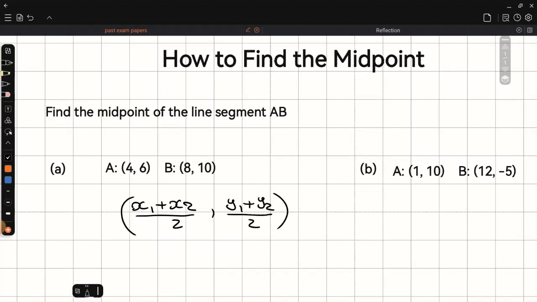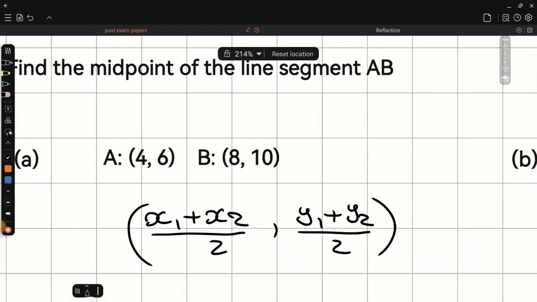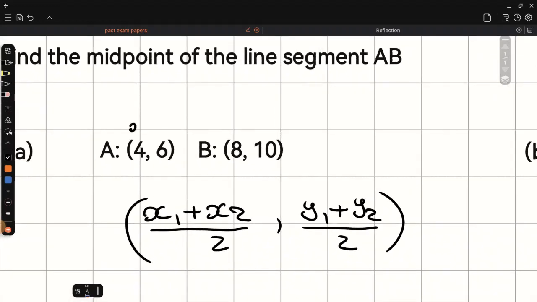To use this formula, first we need to label our 2 points. Let's label the coordinates of point A with x1, y1 and the coordinates of point B with x2 and y2. So all we have to do now is plug in numbers.